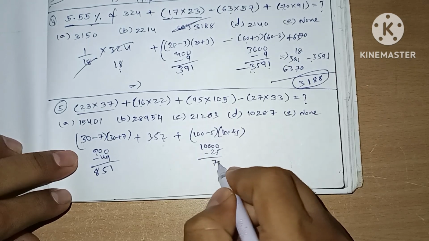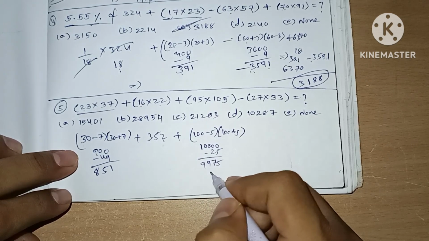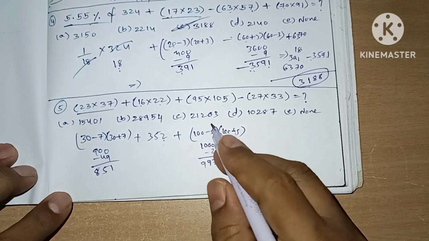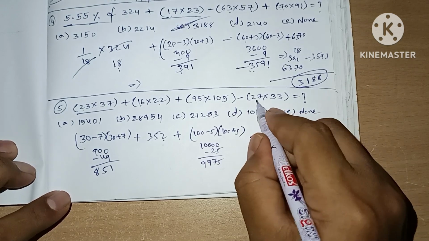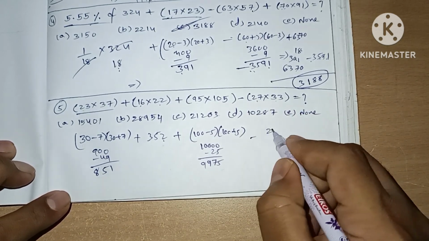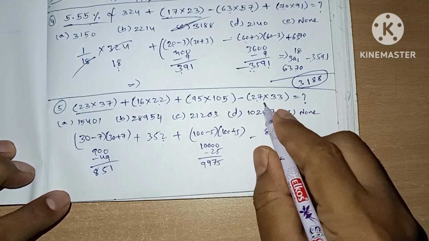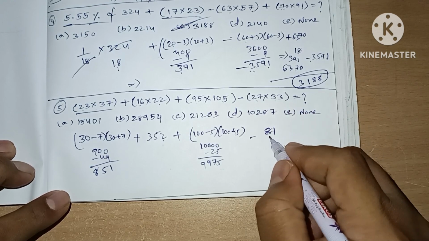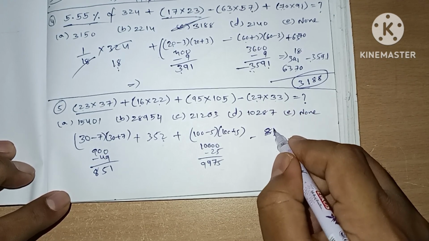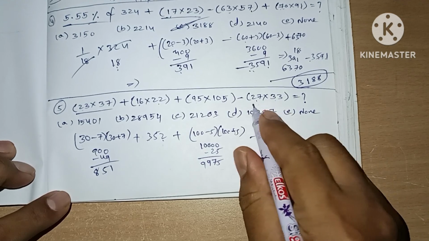So we have 9975 here, minus 27 into 33. 27 3 times will be 81. 81 into 11 will be the sum of these two in between. So 891 is the answer for this one.